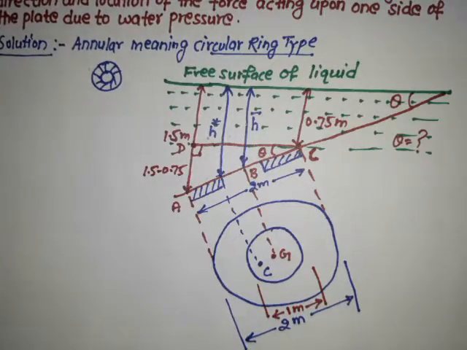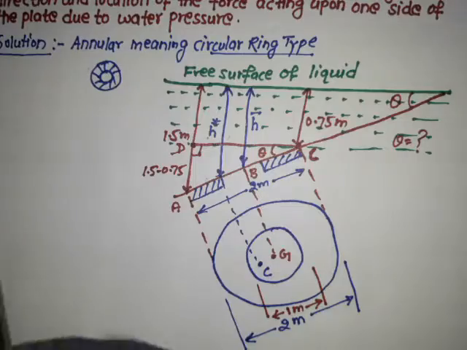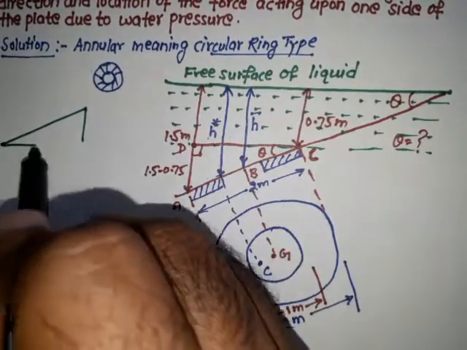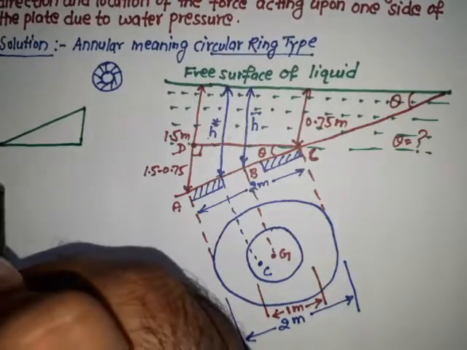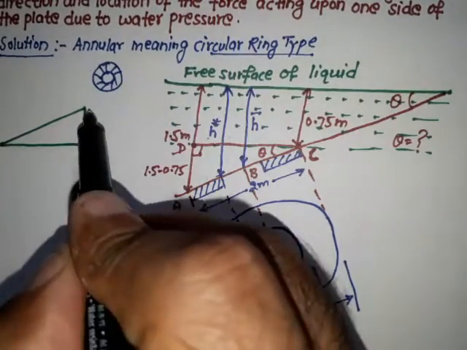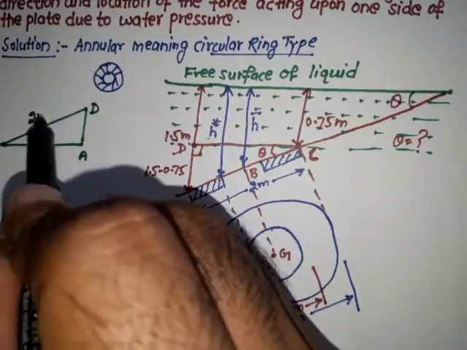So now I plot this triangle, and I have the triangle where this is point C, this is point A, this is point D, and this is 2 meter.